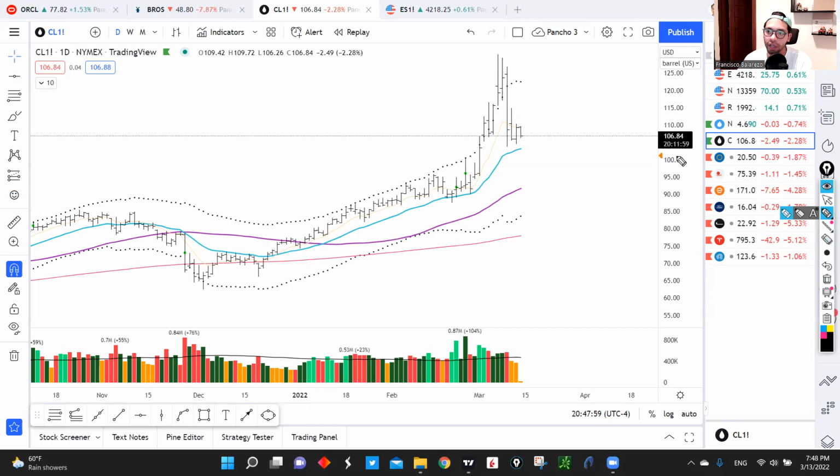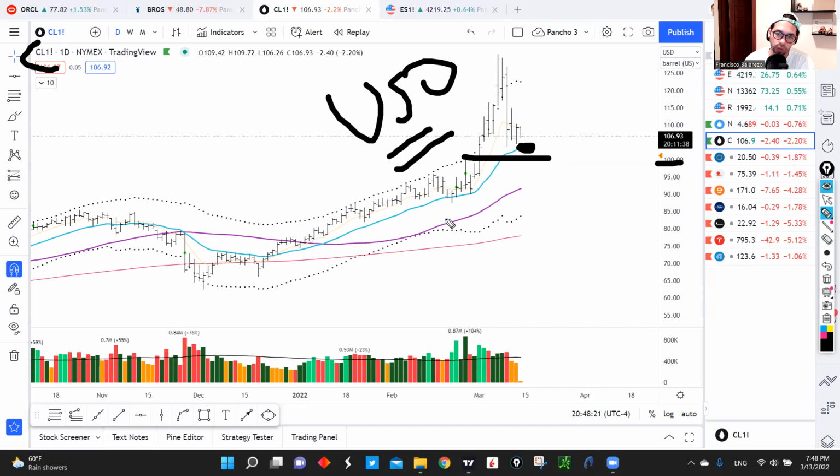A level that I'm watching for to get long exposure is this 100 level, which is going to be basically somewhere around this area right here. So I think that if we get a pullback into that 21 exponential moving average, it's going to be a really nice opportunity to get some long exposure. You can either trade the crude oil futures contracts, or you can also take a look at USO, which is the ETF for crude oil. So those are the only two bullish ideas that I'm watching for the week.